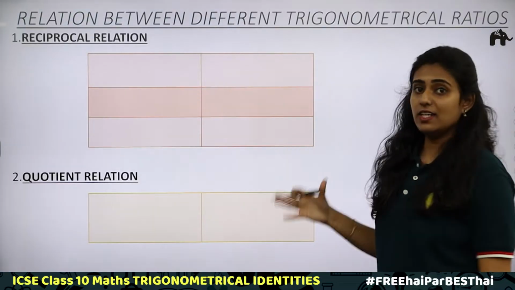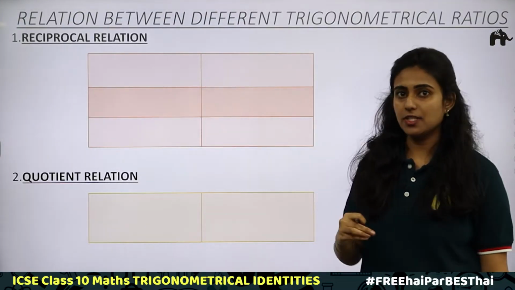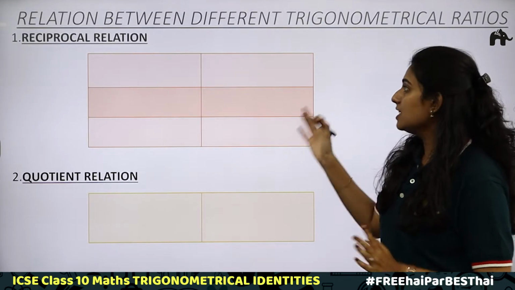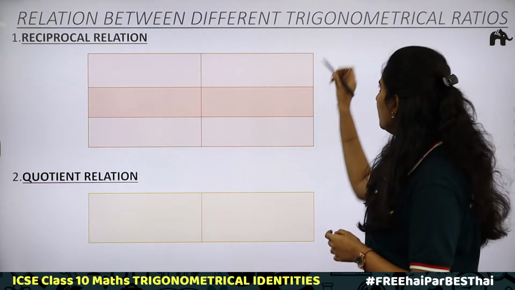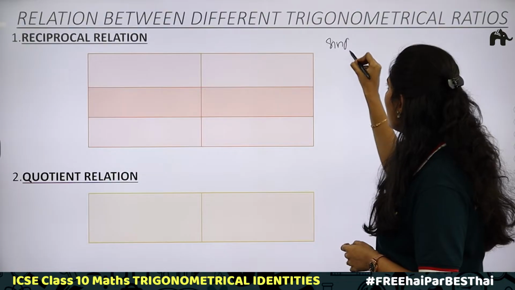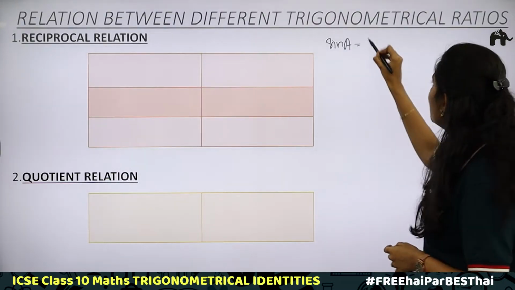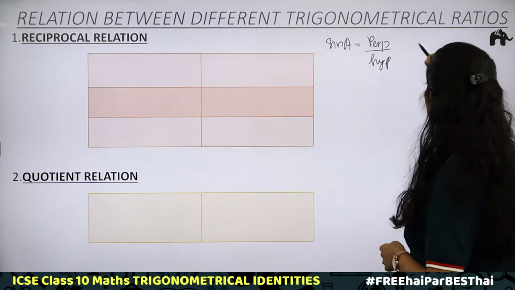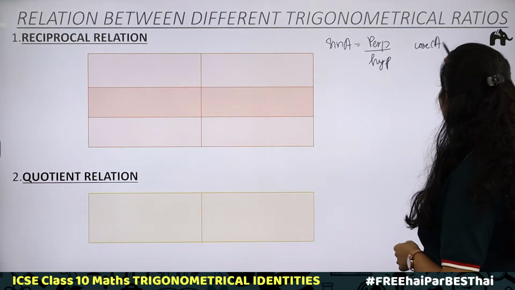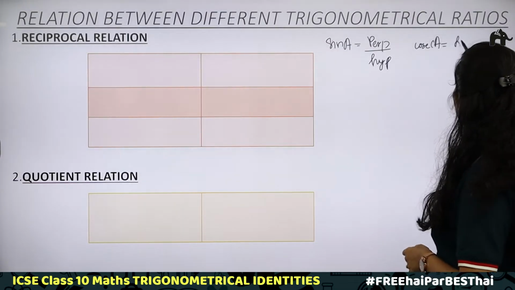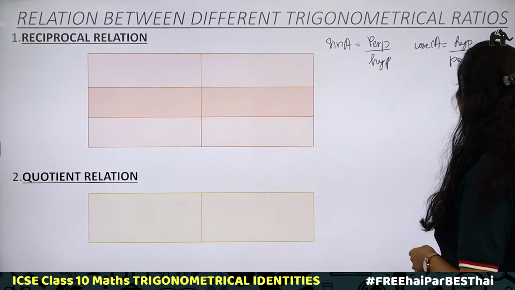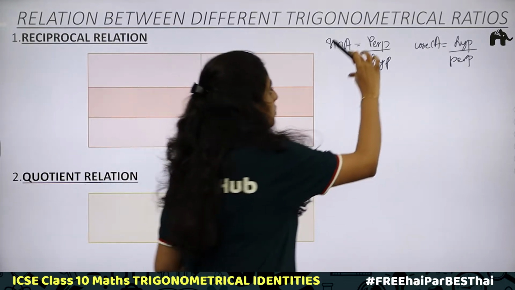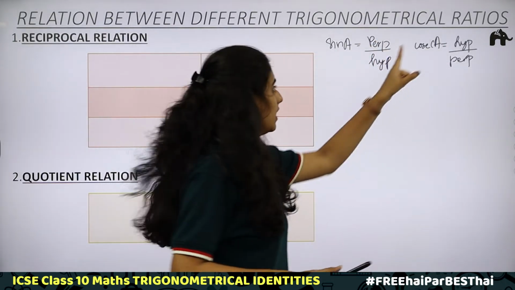Next, there are relations between these trigonometrical ratios. We have studied 6 trigonometrical ratios: sine, cos, tan, cosec, sec and cot. How are they related? The first type of relation is the reciprocal relation. We have sine of angle A equal to perpendicular divided by hypotenuse. What about cosec of A? Cosec of A is equal to hypotenuse divided by perpendicular. Is there any relation between sine A and cosec A? When you take the reciprocal of sine A, we get cosec A.